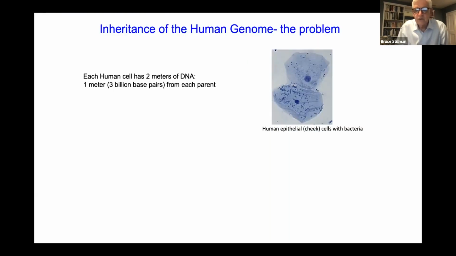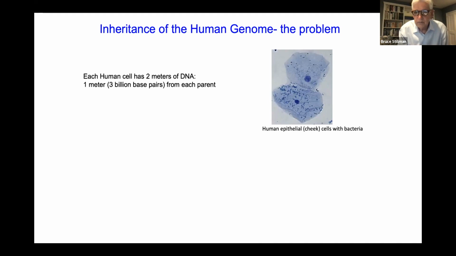So just to put this whole system in some perspective, the replication of DNA is a very complex system, and the reason is that these are eukaryotic epithelial cells. These are two epithelial cells. The nucleus is stained in blue, and within the nucleus is 2 meters of DNA if you stretch out all of the DNA in the 46 chromosomes. It is about 2 meters of DNA, 3 billion base pairs from each parent.